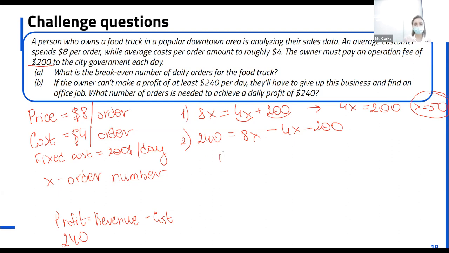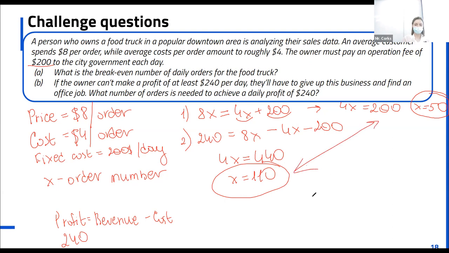And here we have 4x equals 440. So x equals 110. This is the amount of orders he needs to sell in order to make $240 of profit. So you can see it's a huge difference, like 2 times difference between the break-even point and at least $240 of profit.